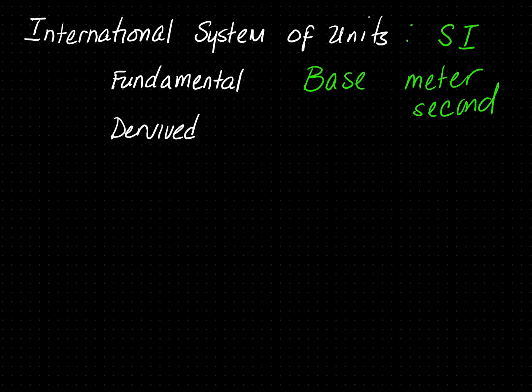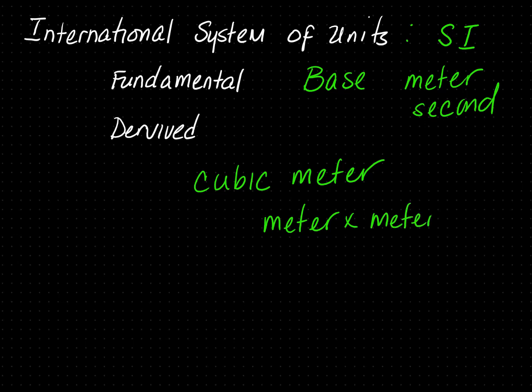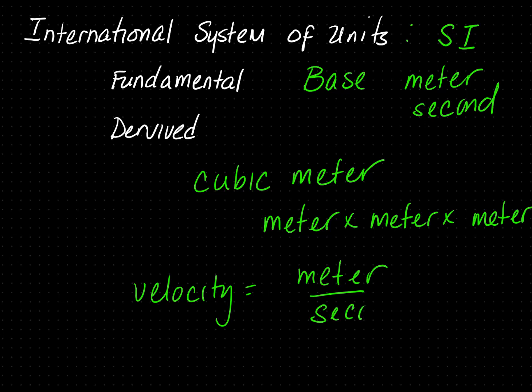So for example, cubic meter is a derived unit. Why? It is a meter times a meter times a meter. The unit for velocity is also a derived unit. It is equal to meters per second, in which the meter and the second are both base or fundamental units.